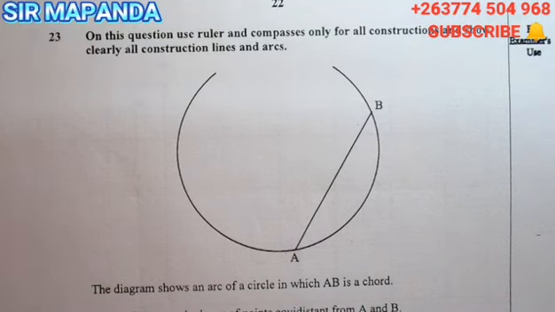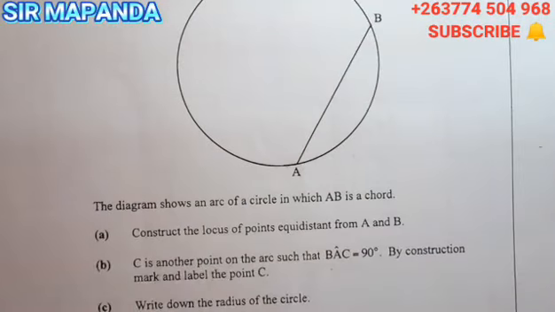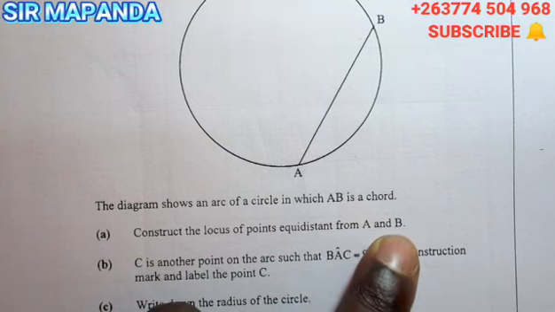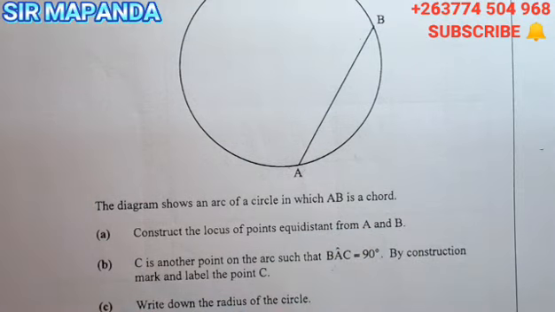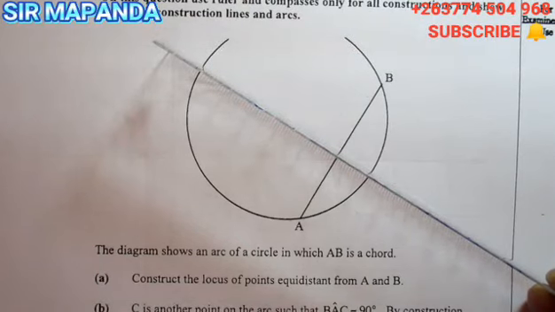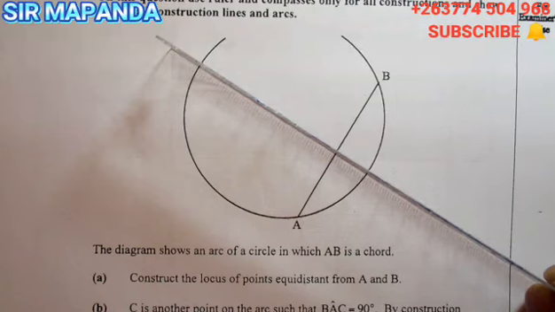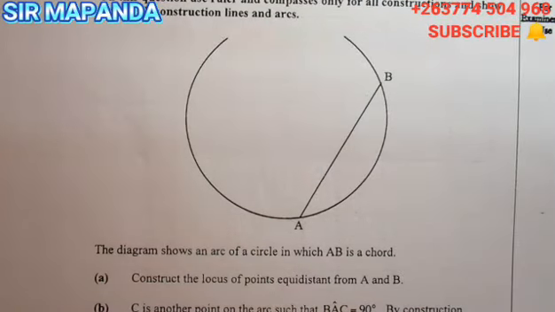Right. The diagram shows an arc of a circle in which AB is a chord. So this is the chord being referred to. Construct the locus of points equidistant from A and B. So they want you to draw a line which is a perpendicular bisector of AB, in such a way that it passes through the midpoint of AB. So it is very simple.